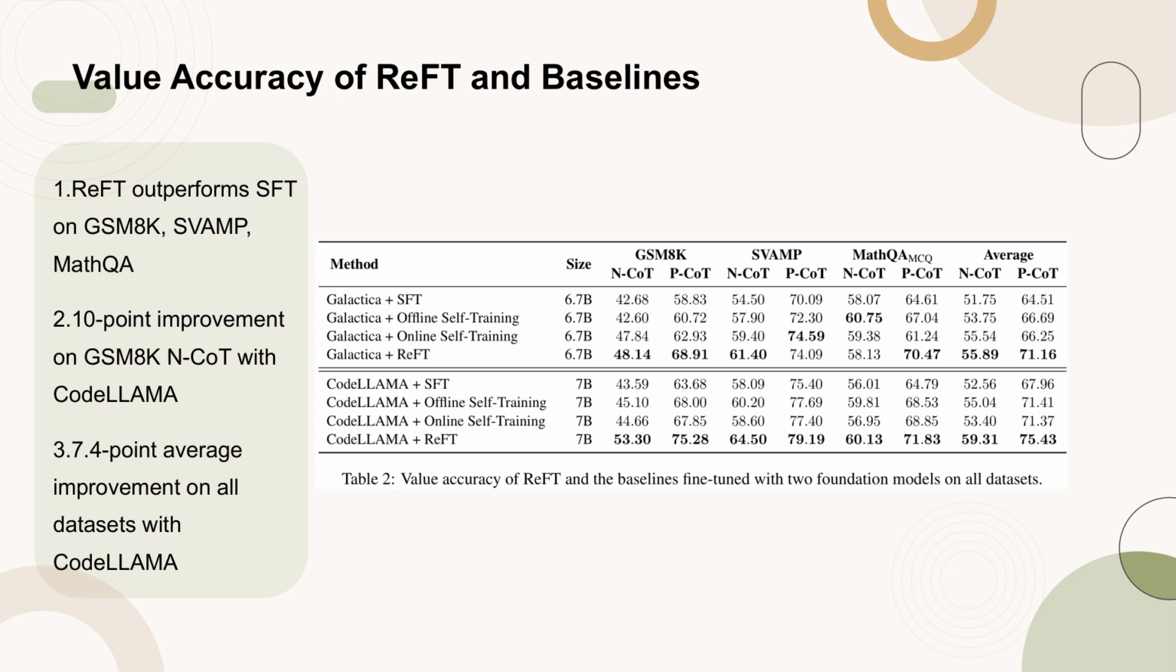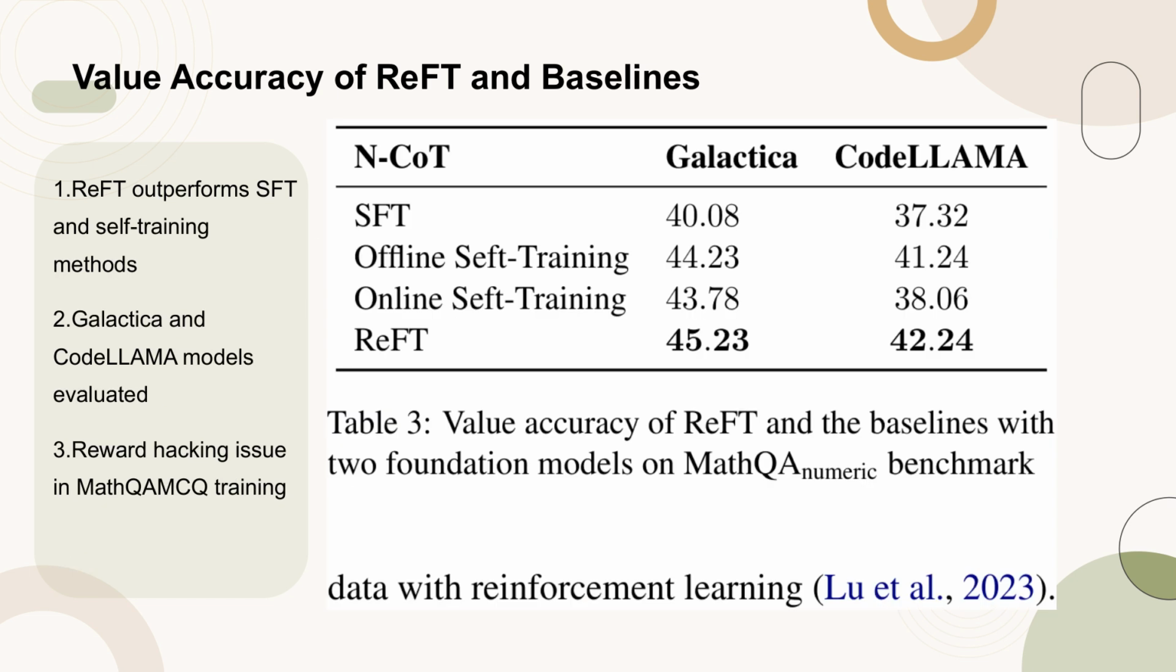These results highlight the robust generalization capabilities of ReFT and its potential for further exploration in training methodologies. Table 3 illustrates the value accuracy of ReFT compared to several baseline methods using 2 foundation models, Galactica and Code Llama, on the MathQA numeric benchmark. The data includes results from reinforcement learning studies. ReFT demonstrates superior performance over standard supervised fine-tuning, SFT, and self-training approaches, indicating the importance of exploration in ReFT's methodology.